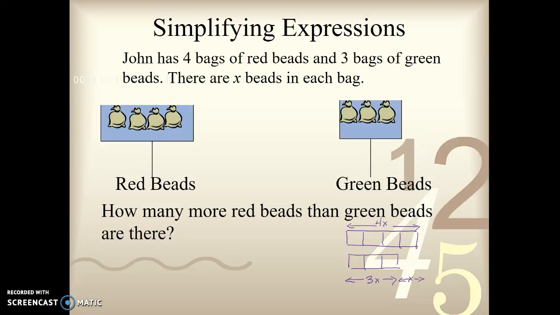So we would write that 4x minus 3x, which would equal 1x, but we don't write that, remember, because of algebraic notation. So we would just write x beads. Now I just want to show you one other way that we could model this. That would be a little bit easier than our first way. We could also model it like this, where we start with 4x beads, right? And then we take away 3x beads.